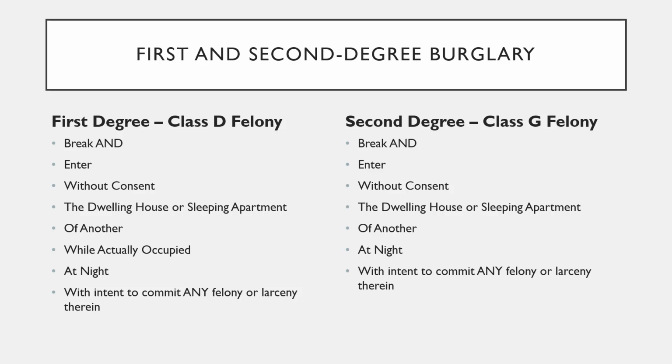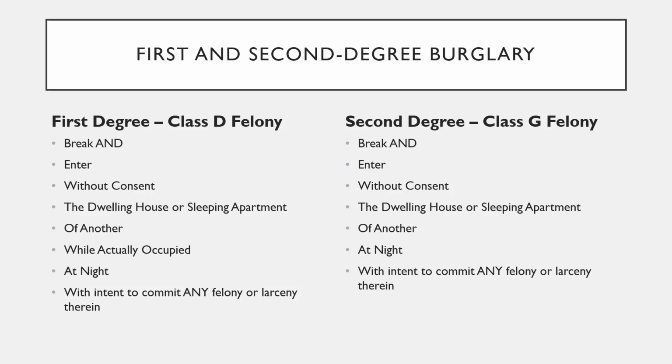At night, each of them tracked, with the intent to commit any felony therein. Both are present. The difference between the two, you'll notice, is that element, actually occupied. If someone's home and you commit a burglary, it's a Class D felony. You're looking at multiple years in prison. If nobody's home, it's a Class G felony. You're looking at a far lighter sentence.